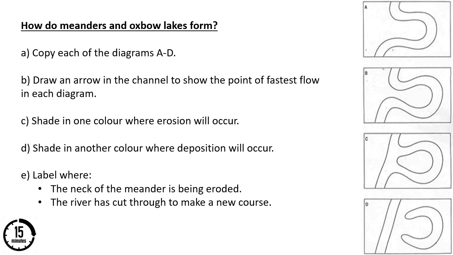Shade in one color, like I did, where erosion will occur on each of these diagrams. Shade in another color where deposition will occur. And finally, label on them where the neck of the meander is being eroded, and where the river has cut through that neck to make a new course. You've got 15 minutes to do that. You should pause the video now.